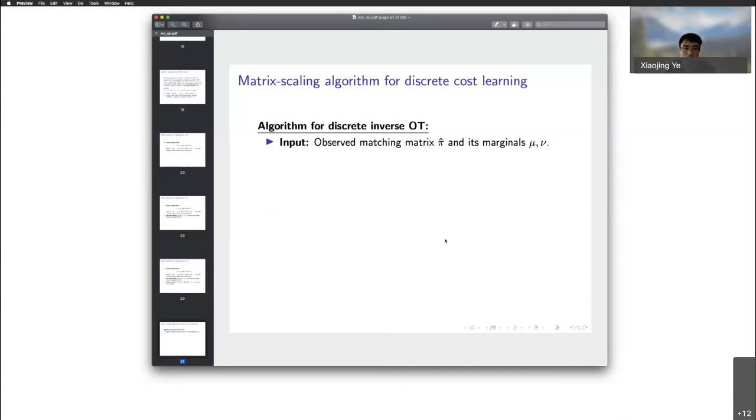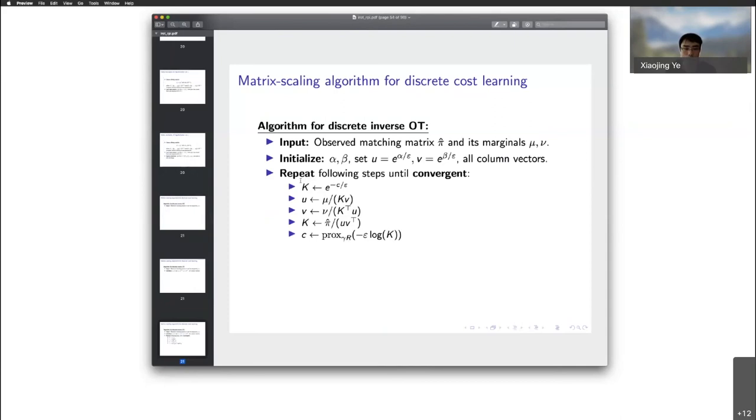Okay, so the algorithm is pretty simple. Given the pi hat is a given data, and the marginals are given, you do these iterations pretty similar to the Sinkhorn. If you just have these two, for example, you set this K to be this, where the C is fixed in the forward OT, where we do the Sinkhorn algorithm for the dual problem, the entropy regularized OT. So in that case, you just assign this value to K, and then just iterate these two only if you do the forward OT. And this U and V will eventually give you the dual variables. But since we're trying to recover the cost here, the alpha, beta, C are all unknowns.